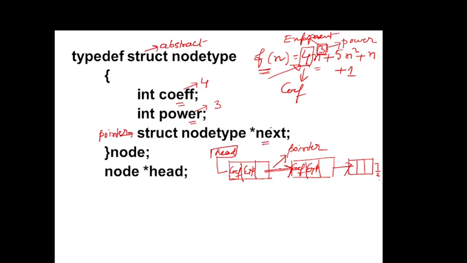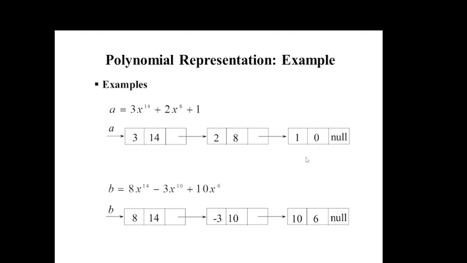What is the type of this pointer? It is nothing but a node type pointer because our structure name is node type. And then we will have a head pointer here. The head pointer is nothing but a sentinel node. We have discussed it, right? So this is how the linked list will look.